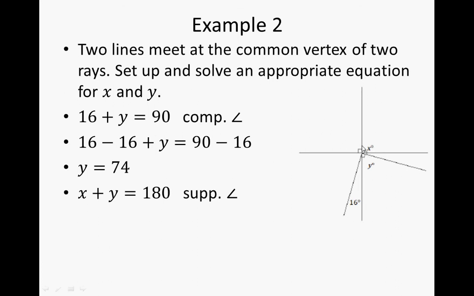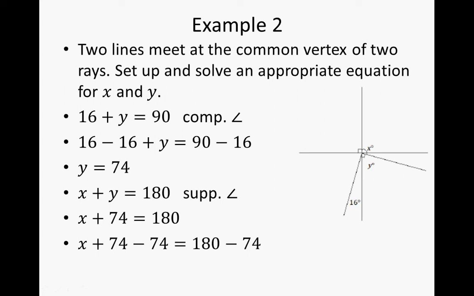So x is, and hopefully you can see this, x is actually the 90 degrees plus this little segment here. But again, x and y sit on 180 degrees, so if we know that y is 74, then x plus 74 is 180. Subtract 74 from both sides, and x is 106. So therefore x is 106 degrees and y is 74 degrees.